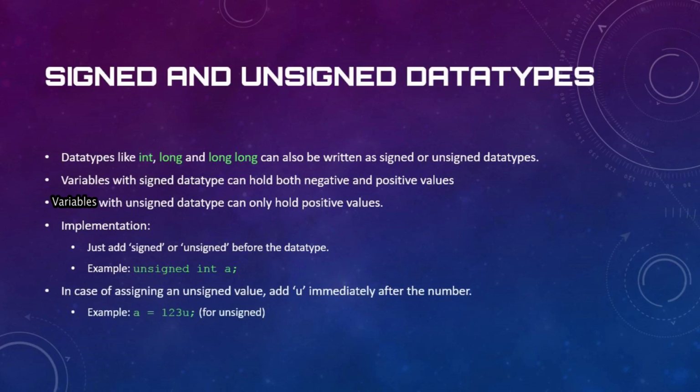And in case of assigning an unsigned value, add u immediately after the number. So when you are having a signed number, you can directly add values without anything after or before it. But when you are going to use unsigned values, immediately after writing the value, you have to use the letter u, so that the compiler knows that it is an unsigned number. So I hope you have understood everything so far.